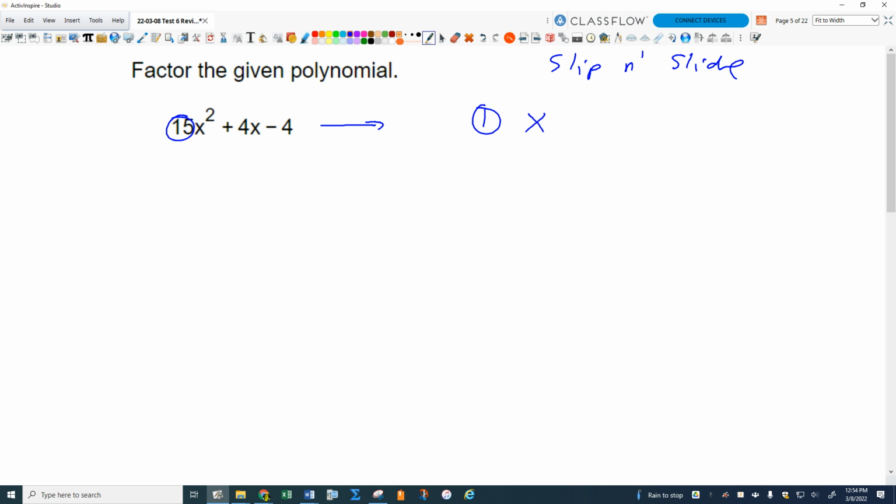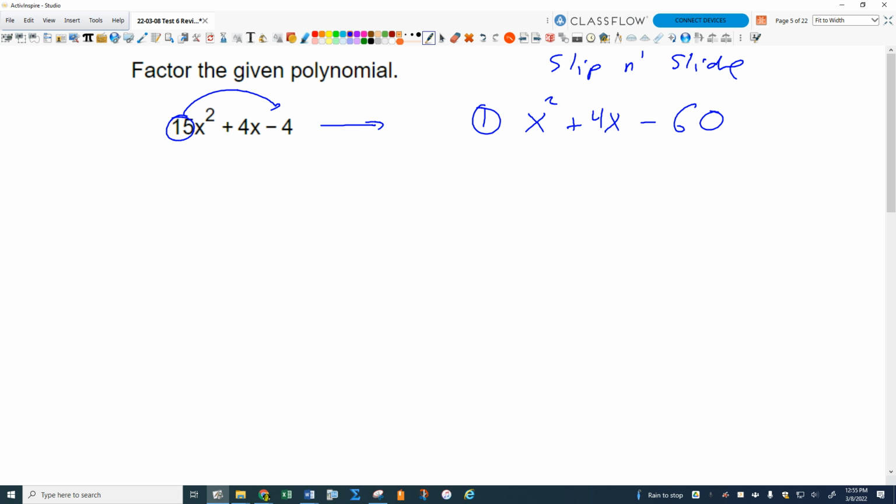This is going to give us an easy one. X squared plus 4x minus 60. Now, one of two things is going to happen, right? And all we did was we just slipped the 15 to the end and multiply, right? That's the first step of slip and slide. Okay, what's going to happen here? One of two things. Either I can find magic numbers and I can keep going, or I can't, and I cross this out, and that's prime.